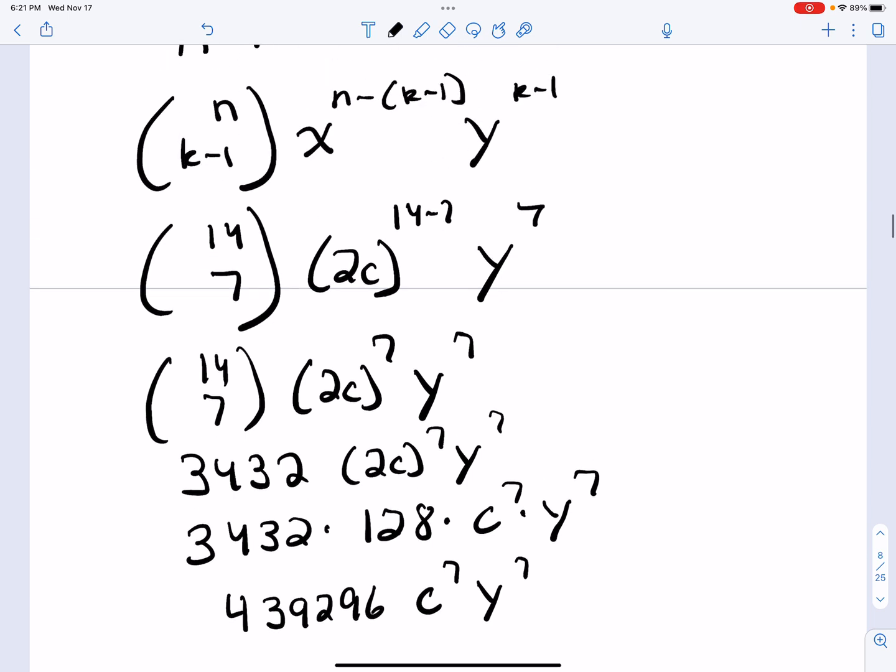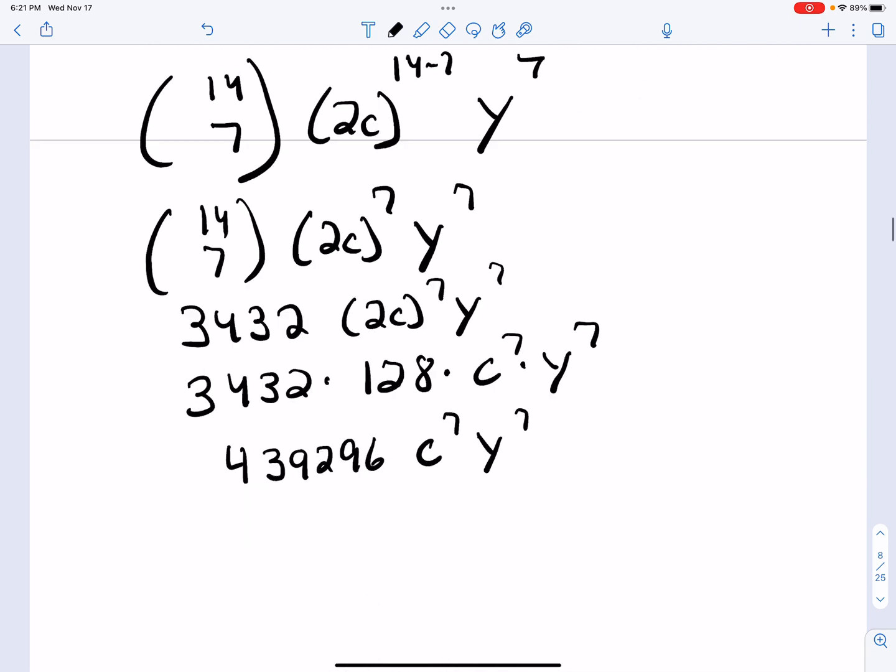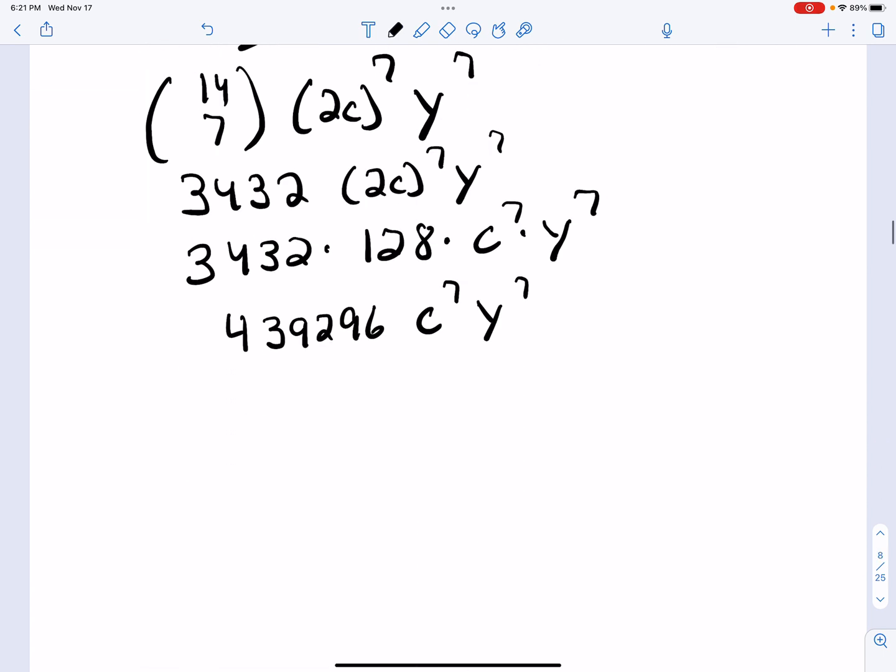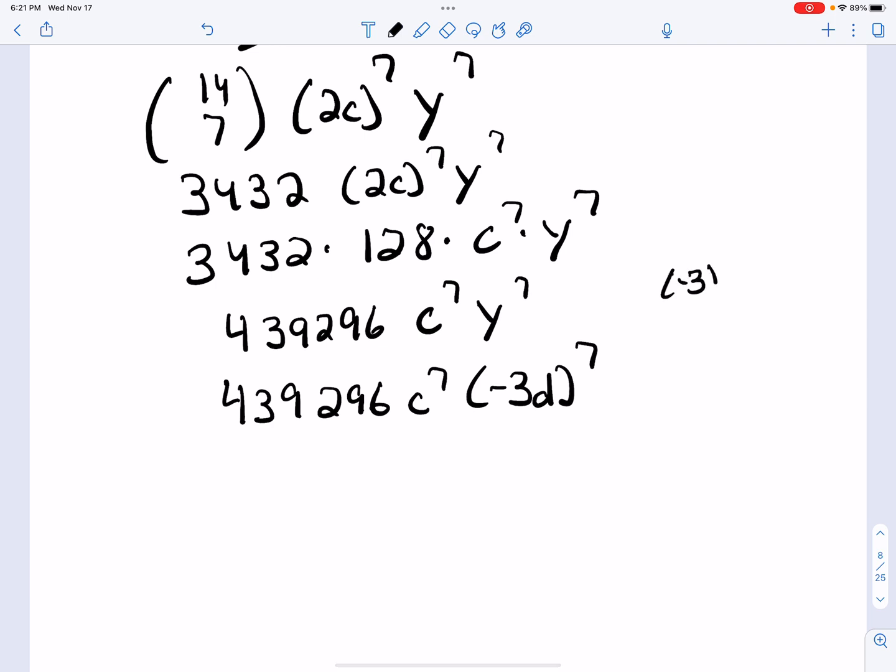I haven't dealt with the y yet. Oop. Y is negative 3d, isn't it? Oh, okay. It's going to be a big number. I still got to account for that. Goodness. So whatever negative 3 to the 7th power is. Negative 2187. So I got to multiply that with the 439,296. That's a big number.